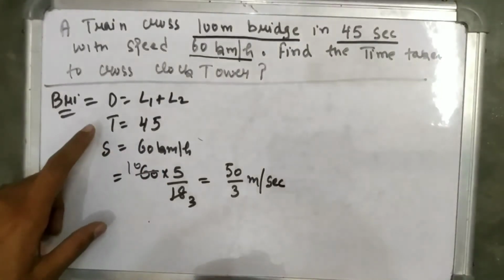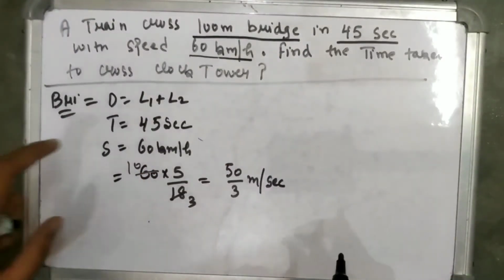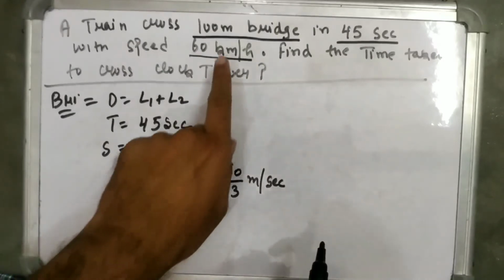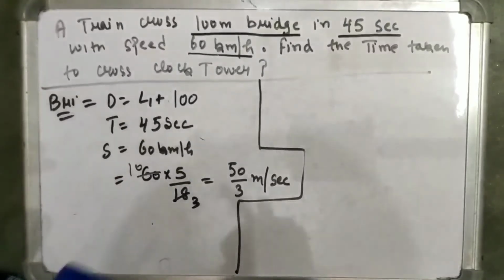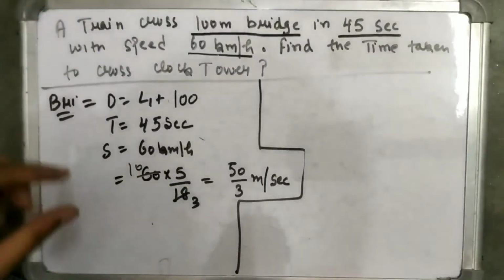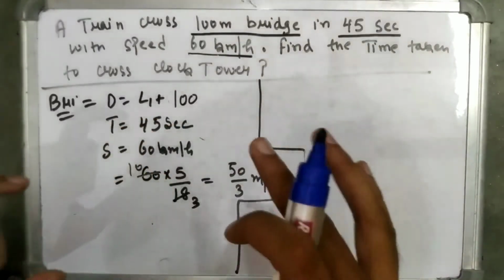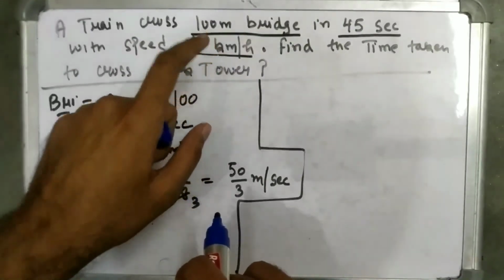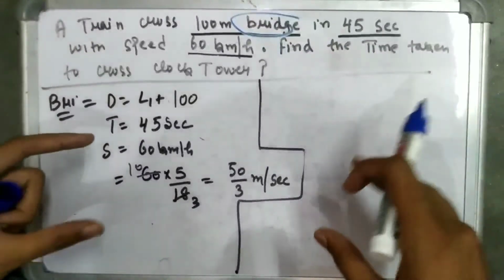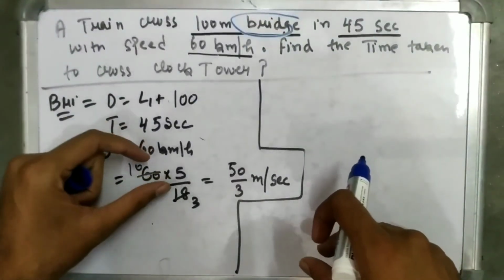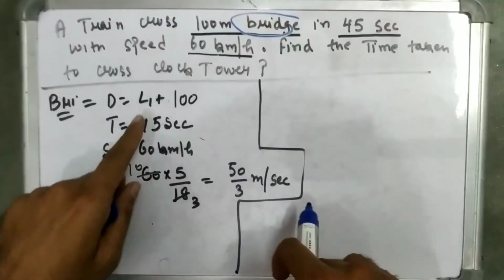Now we have the time, which is 45 seconds, and we have the distance, L1 plus L2. L1 is not given, and L2 is given. So the distance is L1 plus 100. Please keep in mind we are doing this for the first part, that is our bridge. A bridge means a long object, so distance is equal to the length of the train plus the length of the object, but the length of the train is not given, so we take it as L1.